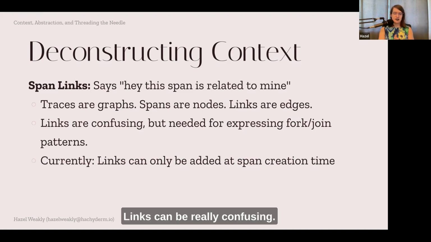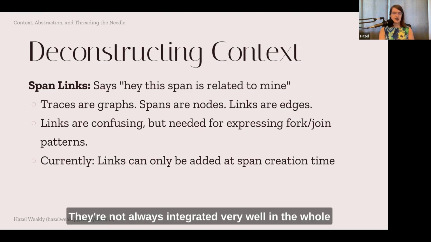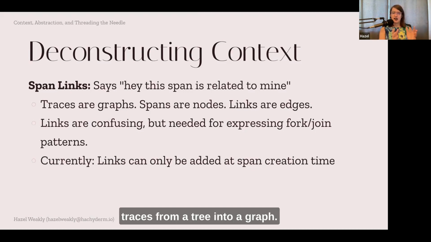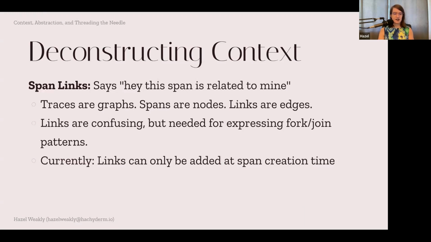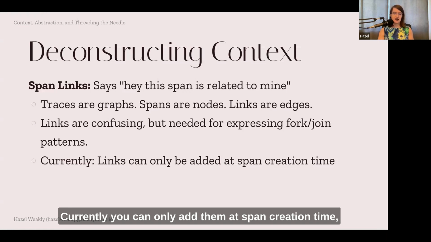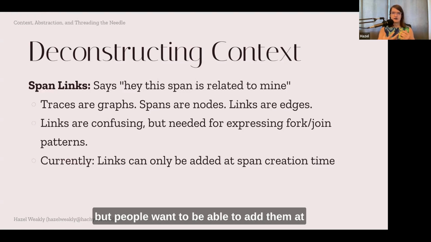Links can be really confusing. They can be kind of weird. They're not always integrated very well in the whole setup, but they are needed for expressing some types of patterns, and they are what turn OpenTelemetry traces from a tree into a graph. So they're the most expressive thing you have in there, and also the hardest thing to work with at the same time. Currently, you can only add them at span creation time, but people want to be able to add them at any time, and that may happen in the future. And when that does, you'll be able to have a non-directed graph rather than a directed graph, which will be fascinating.